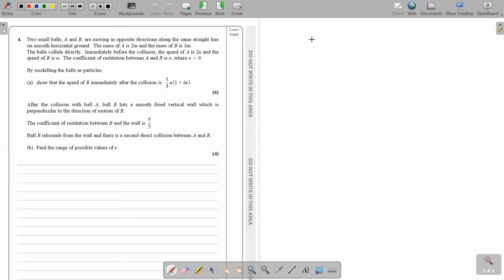Okay, so 6 marks for this, right? Let's draw the diagram.